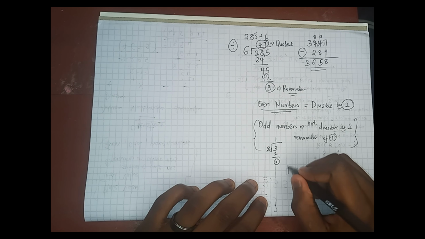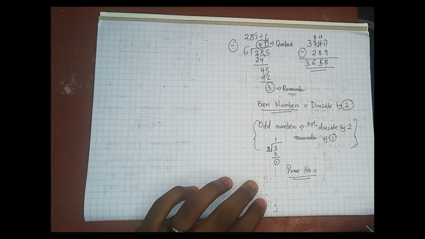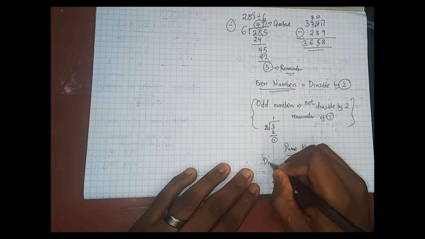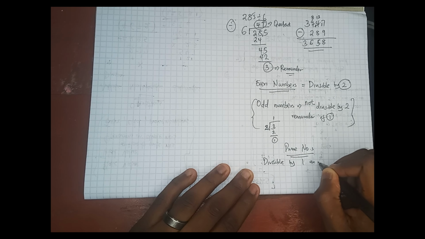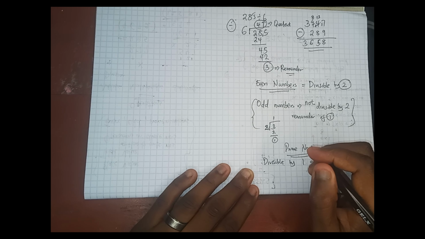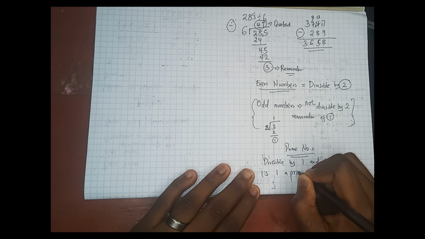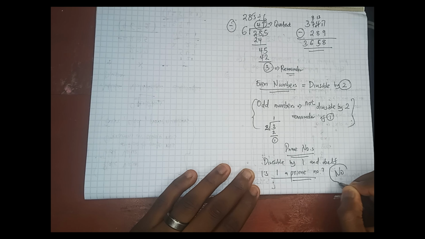The other concept is prime numbers. So these are numbers divisible by 1 and itself. That brings us to the question: is 1 a prime number? And the answer is no.